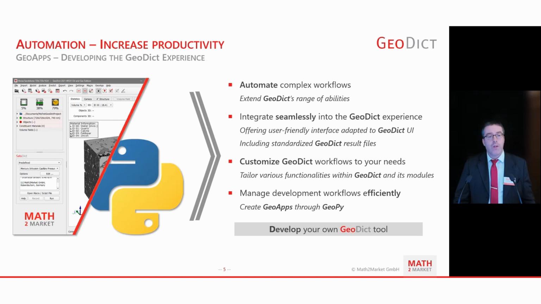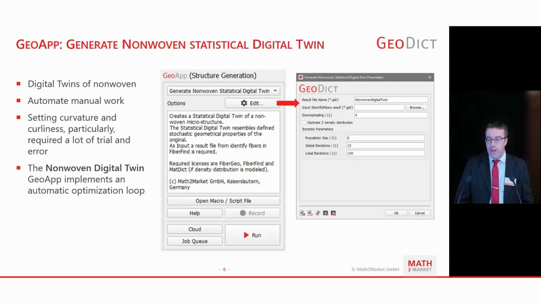So let's first start with an example we already had on the screen, but I want to have a different angle on that. The generation of digital twins of nonwovens requires a lot of manual work, as we have seen yesterday, to match the original geometry, especially curvature and curliness, requiring a lot of trial and error. We'll see on the next slide that the current FiberFind and FiberGeo versions allow a direct comparison of the geometric properties.